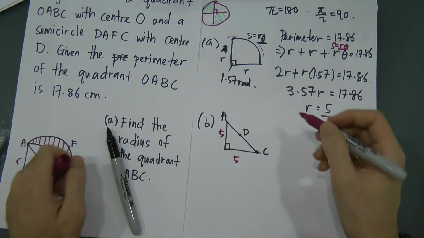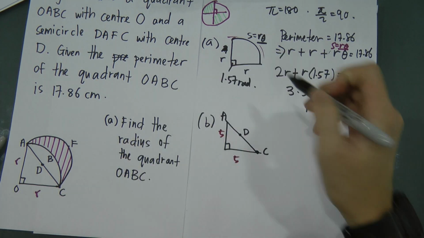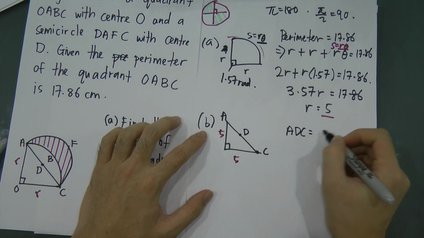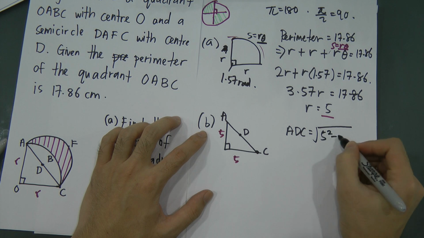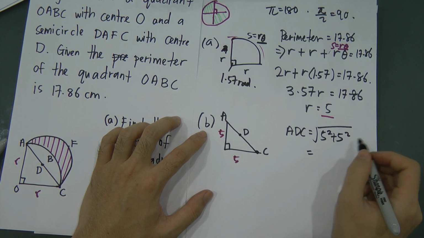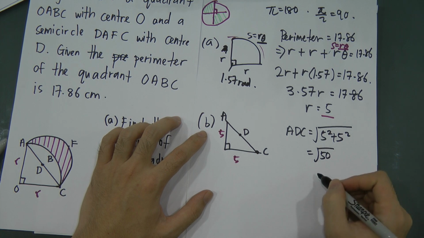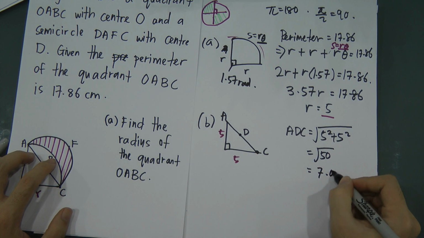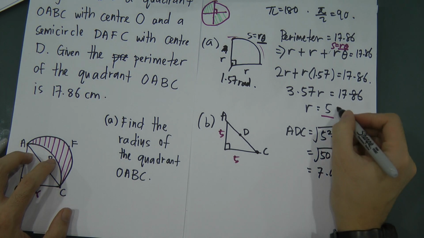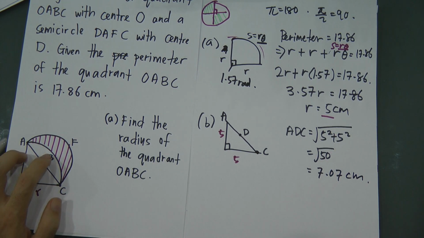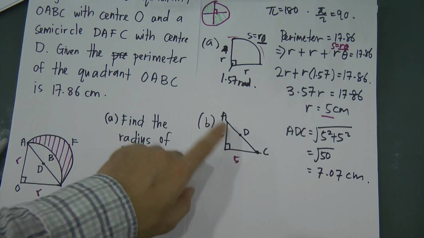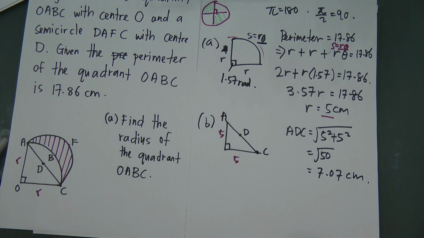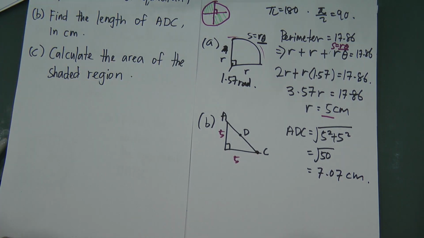To find the length ADC we just use Pythagoras. It's very simple. So ADC equals the square root of 5 squared plus 5 squared, equals the square root of 50. If you want the number, just press the calculator. Square root of 50 gives you 7.07. If it's cm, then we put everything in cm. Pythagoras should be no problem, right? A squared plus B squared equals C squared.